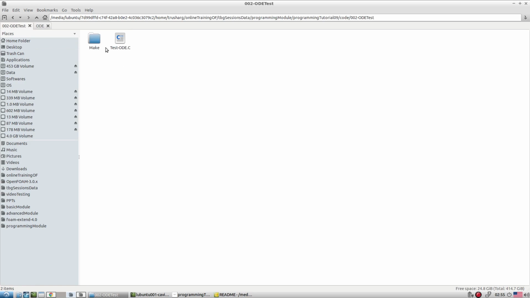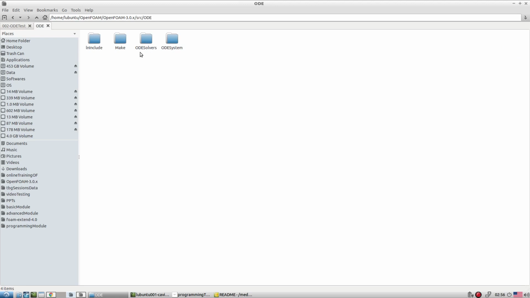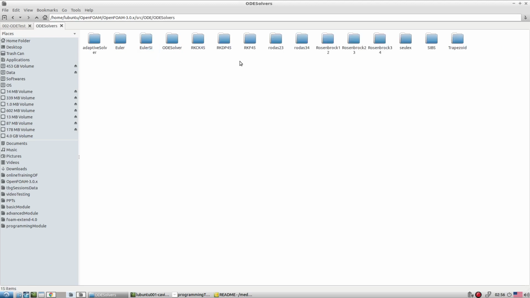And how is this solver going to work? That part is available in the SRC folder. So go to the SRC folder, and here you will see this ODE folder. Inside the ODE folder you will see a couple of ordinary differential solvers available. The Runge-Kutta base solver is available, then the adaptive solver, Euler, SIBS, ODE solvers, RKCK45, RKDP45. So many different classes of solvers are available that will facilitate the solution of any class of ordinary differential equation.